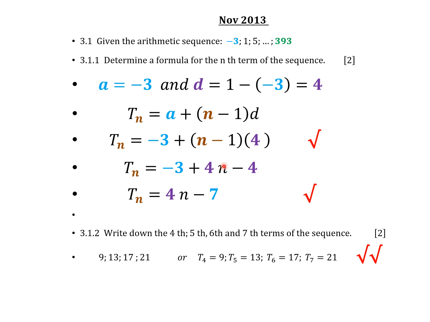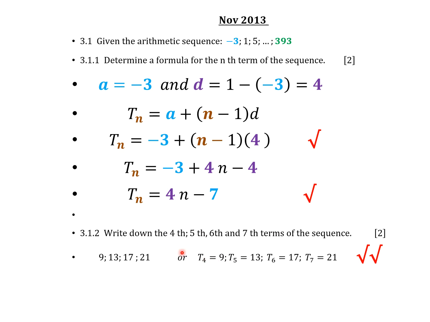4 times n would give me 4n, 4 times -1, -4. Right, so there, -4 minus 3 would then give me -7. So my formula is Tn equals 4n minus 7, 1 for substitution, 1 for answer.